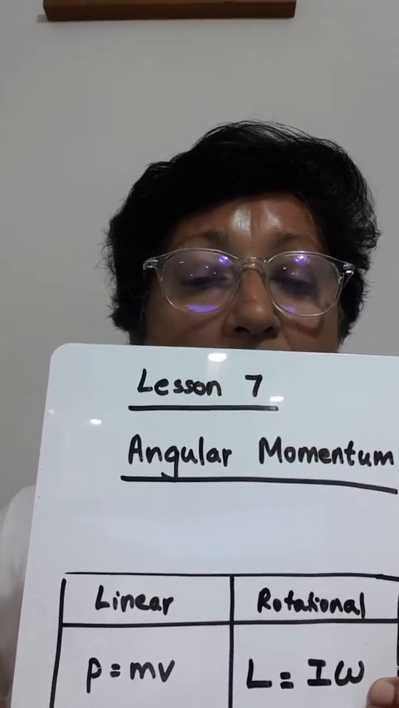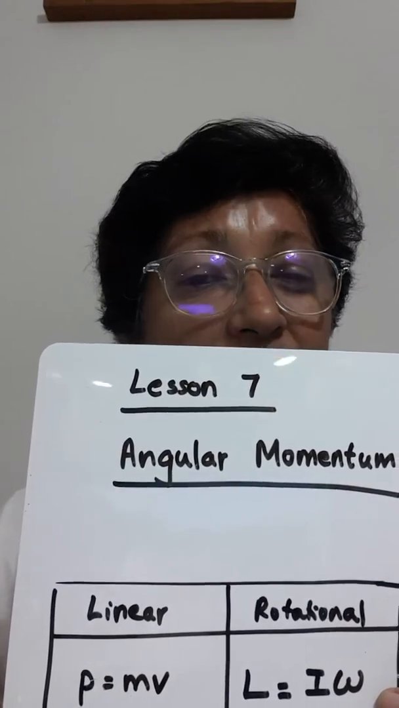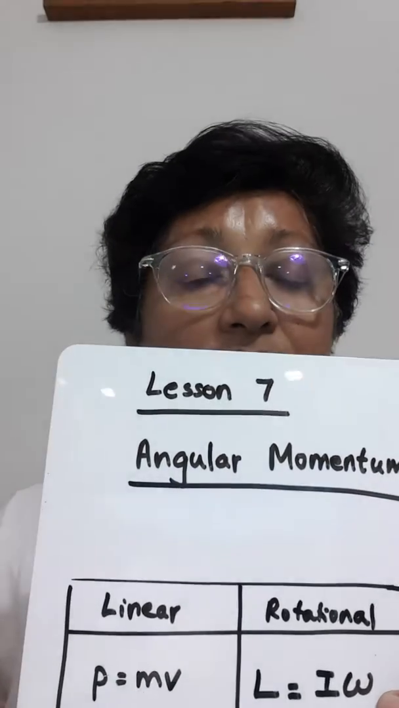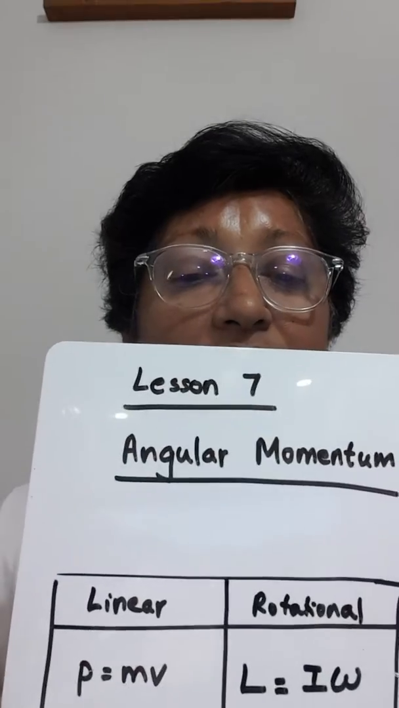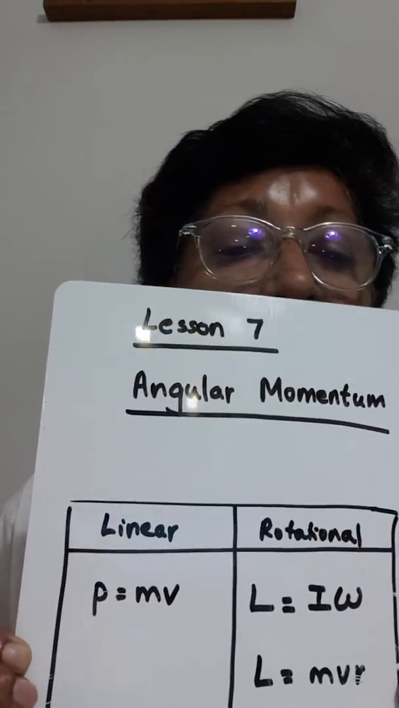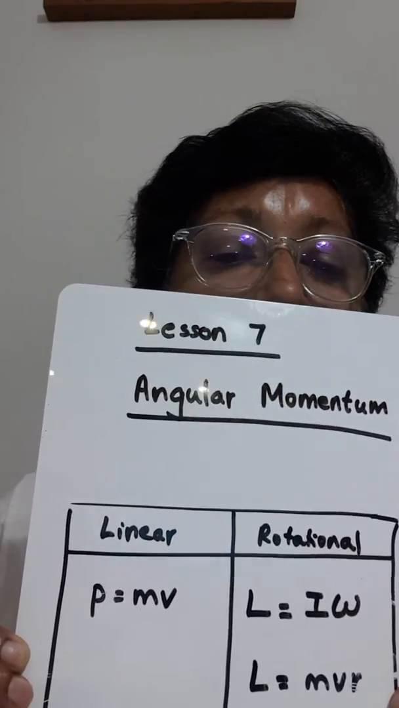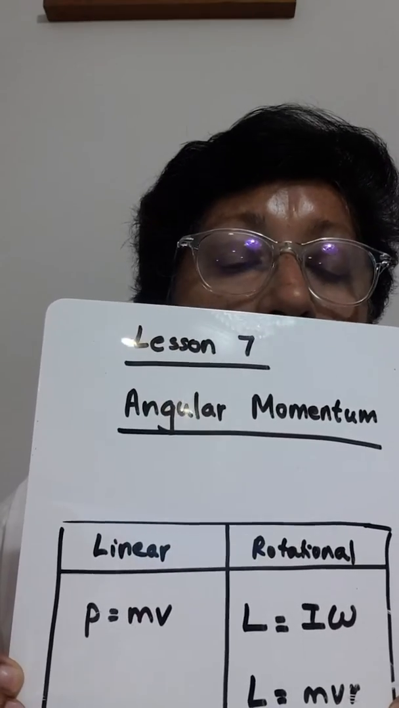Objects that are orbiting are at a constant distance from the center, so the formula is a bit different, and you have a second formula where L equals mvr.